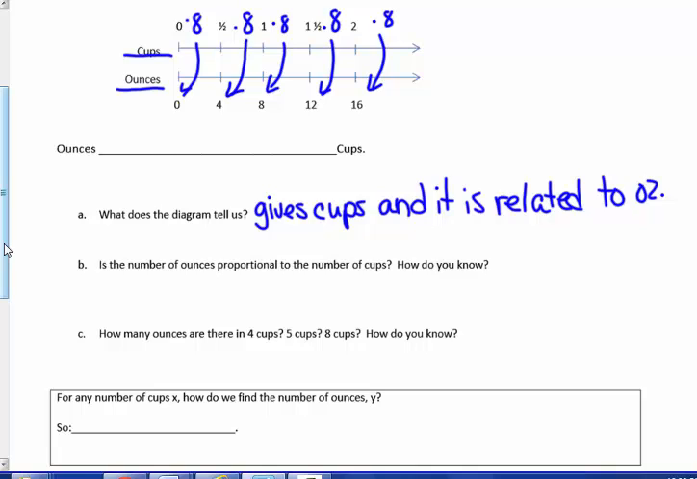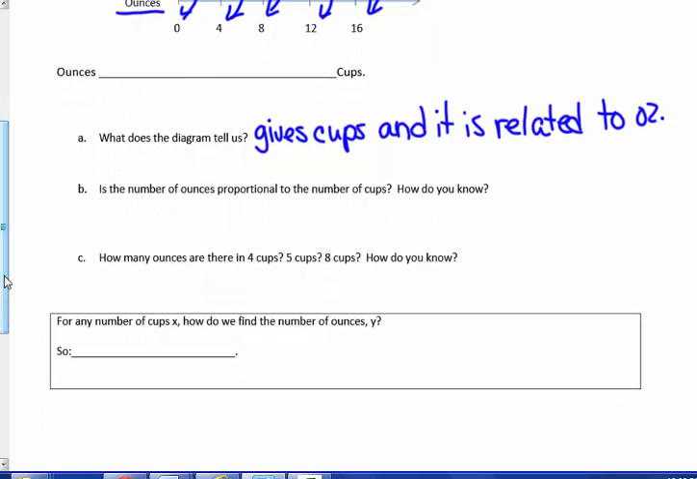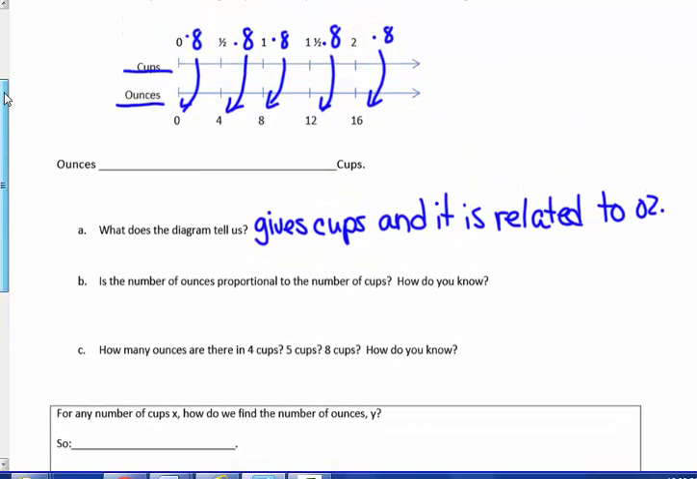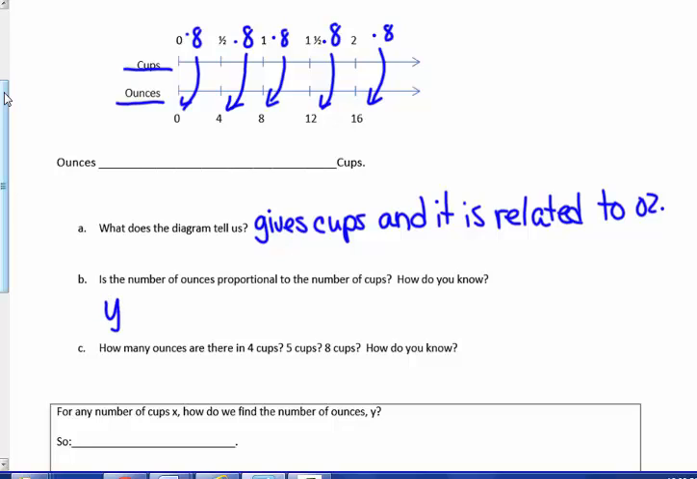I could do the inverse of that and show you the division. 4 divided by 8 is 1/2. 8 divided by 8 is 1. 12 divided by 8 is 1.5. 16 divided by 8 is 2. I could do it that way. I did the multiply way. Is the number of ounces proportional to the number of cups? Yes. Because each time you're multiplying by the same thing. Cups times 8 every time equals the ounces.